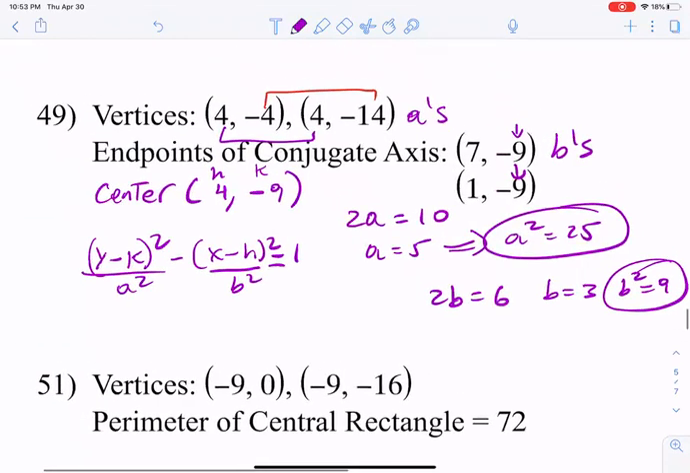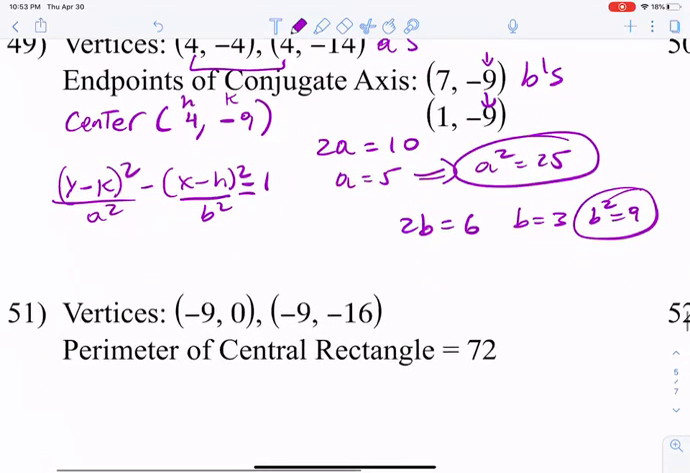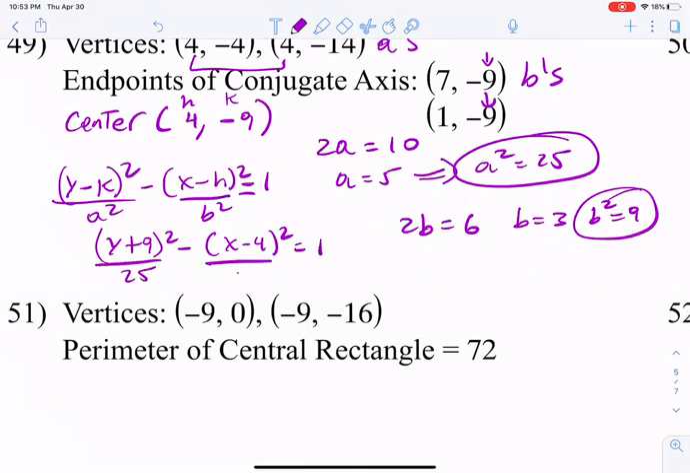Okay, so now we have what? y plus 9 squared minus x minus 4 squared. This is 1. A squared is 25 and b squared is 9. So I'm done. So let's check if that's right.